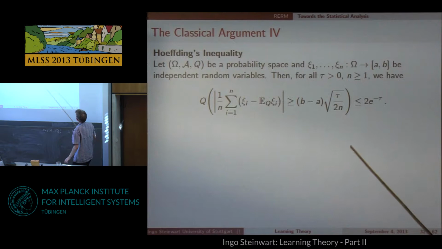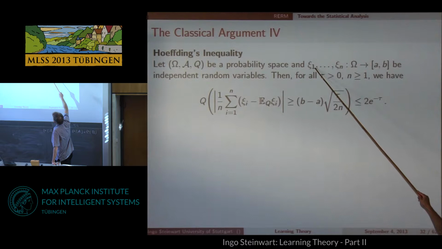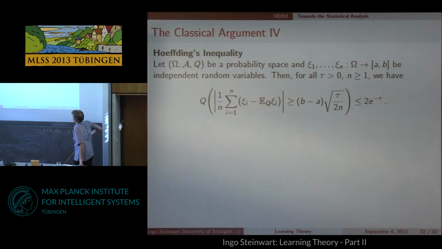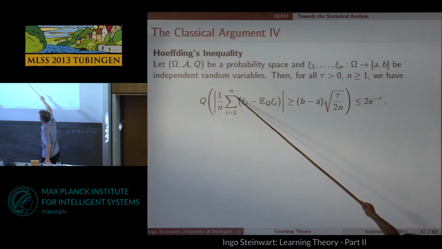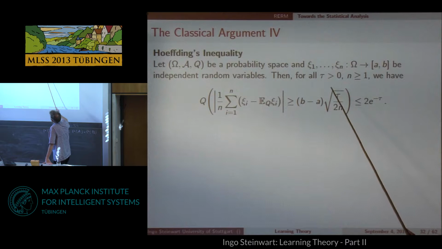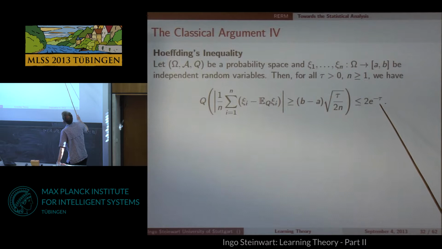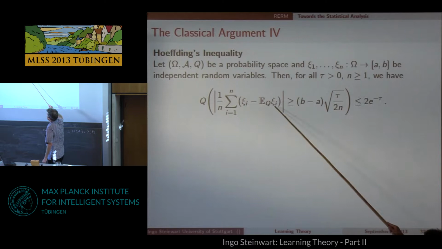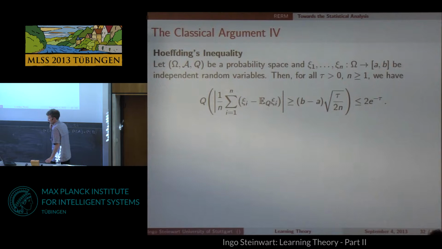Okay, what does this inequality say? So we assume that we have a probability space and random variables xi1 to xin, which are independent and bounded. This boundedness is crucial. And then the statement says that if we compare the empirical average of these random variables to the true average, then the probability that the difference is larger than some value tau is small. You must think of tau to be large, n large. So if tau is large, this right-hand side is small. And if n is large, this is also small. So with high probability, this expression is small. This is the basic idea. So this is the inequality we would like to use, and now I show you how we can use it.